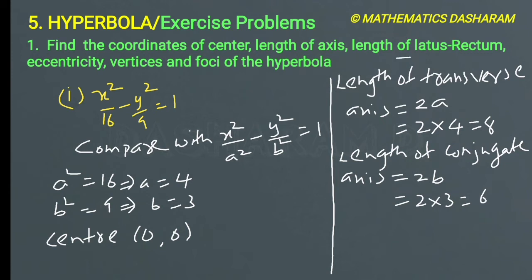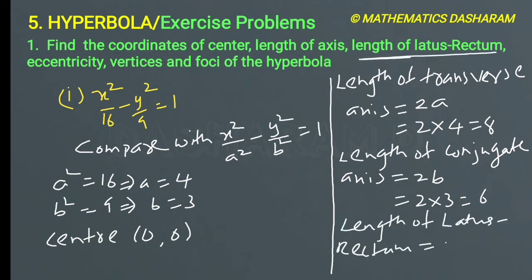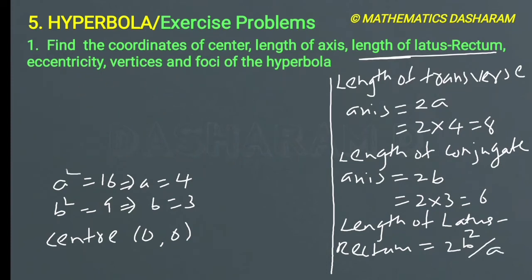Next, length of the latus rectum. The formula is 2b square divided by a. So 2b square divided by a, let's substitute the a and b values. So 2 into b square value 9 and a value is 4.